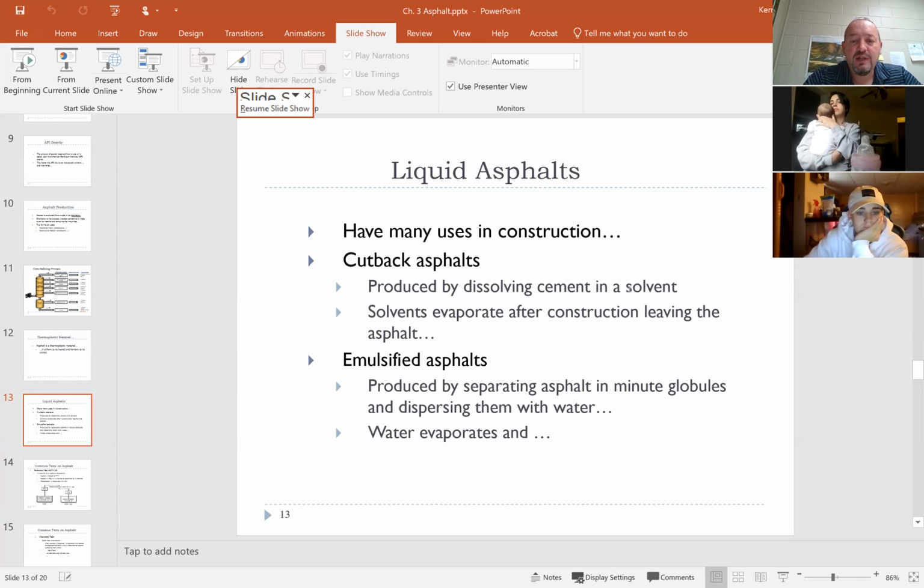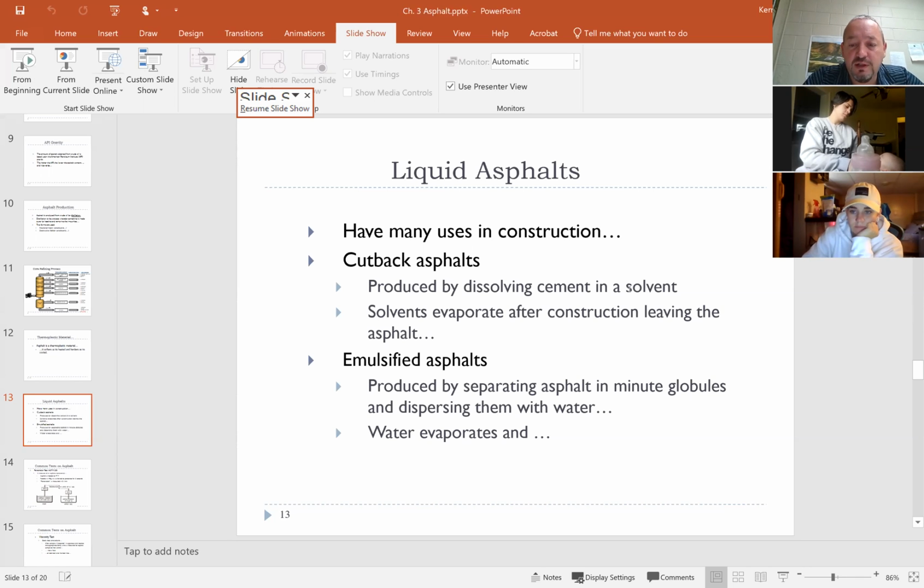So as with liquid asphalt, here are some of the others. Uses for asphalt in construction. I'm not as familiar, and most people probably wouldn't be unless you're in the roofing industry. They use a good bit of these. You have cutback asphalts, produced by dissolving the asphalt cement in a solvent, and then the solvents evaporate after construction. So that would be a technique that might be used.